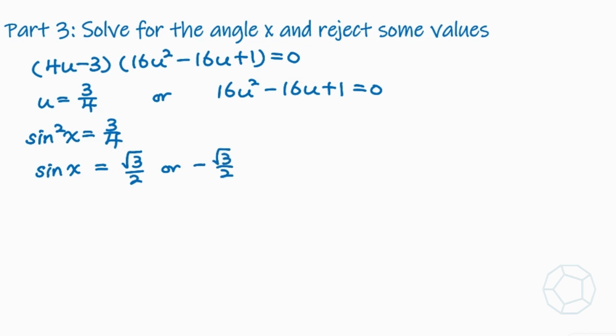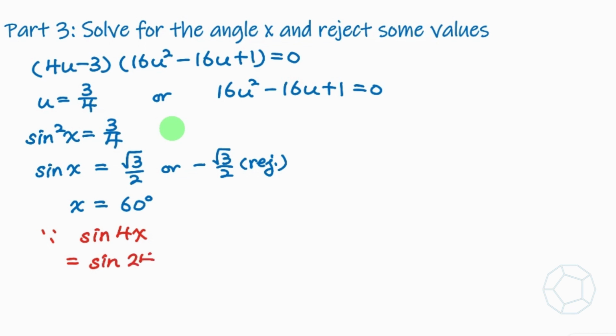However, the given condition is that x is an acute angle. Therefore, sine must be positive, and that means the negative value should be rejected. For the positive value of sine, x is equal to 60 degrees. However, this value is also rejected. The reason is that sine 4x, the length of the hypotenuse, is equal to sine 240 degrees.